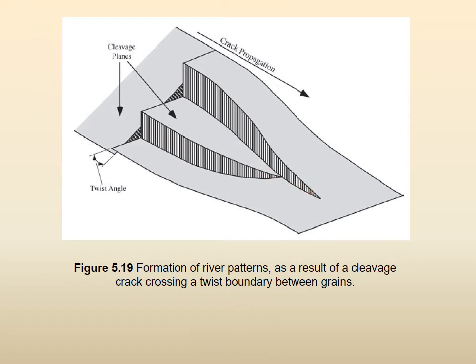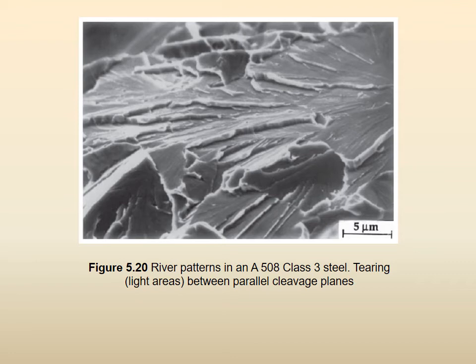So river patterns will be formed, right? And there are twist boundaries, right? From one boundary, if you go into the other boundary, across that boundary, there is a twist, there is a change in angle that is happening. So this is just an explanation of the mechanism. And now we are back to the actual fractograph, right?